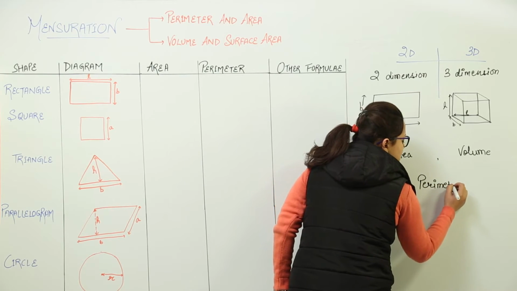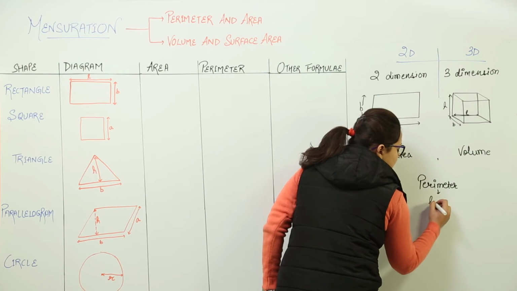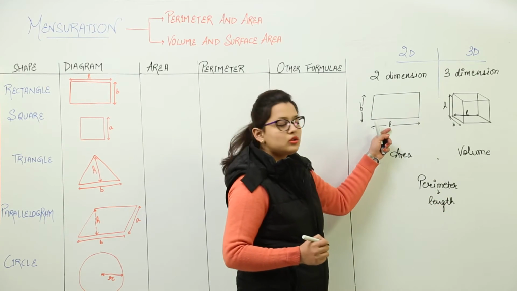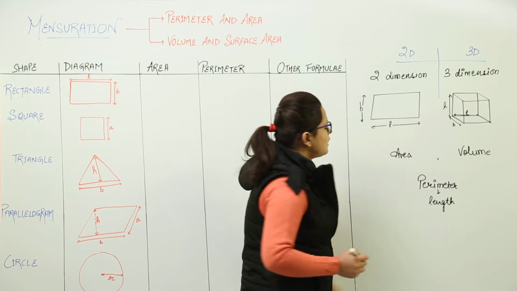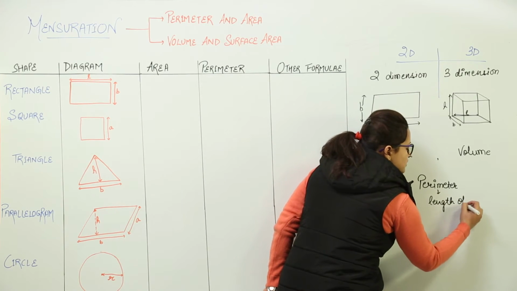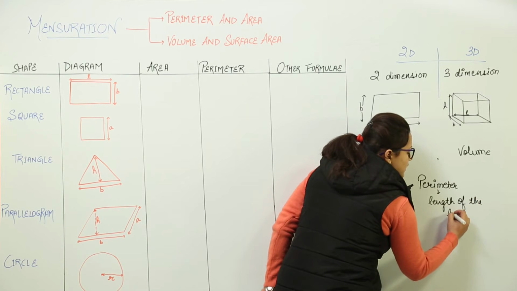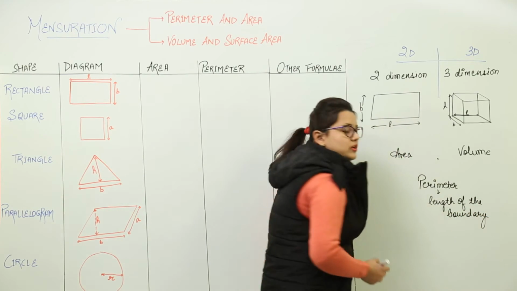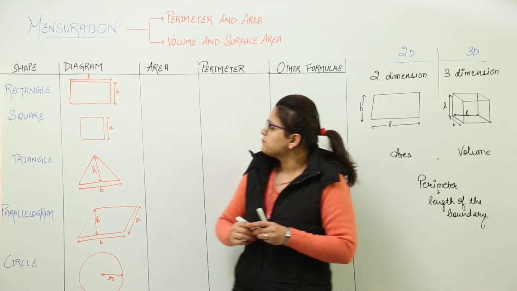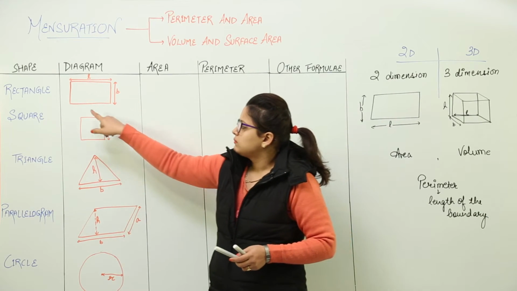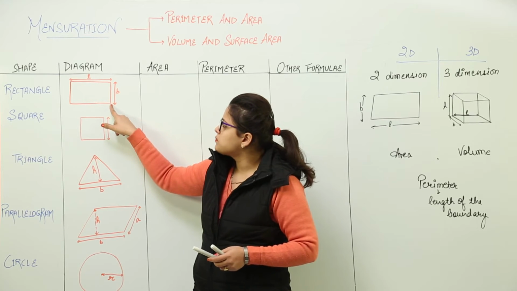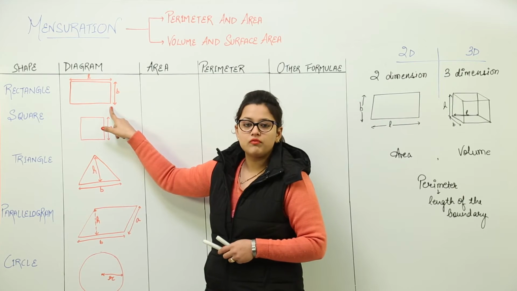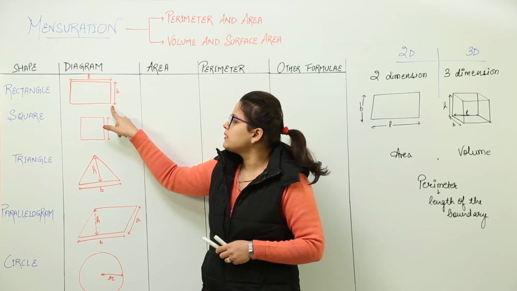See, perimeter is nothing but actually the length. Which length are we talking about? See, we are not talking about this length over here. We are talking about the length of the boundary. Be it any shape, all you have to do is consider the length of the boundary. For example, take this rectangle. If you start walking from this point and you want to come back to this point, how much length do you have to travel? That will be my perimeter.